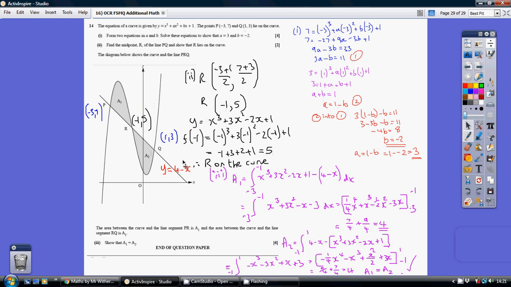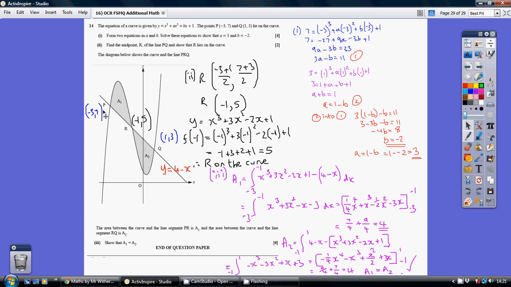Now for part 3 we're going to work out both of these areas here and show that they're equal to each other. So for A1 we're going to integrate curve take away line, and then for A2 we're going to integrate line take away curve.